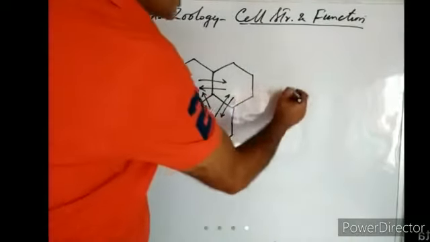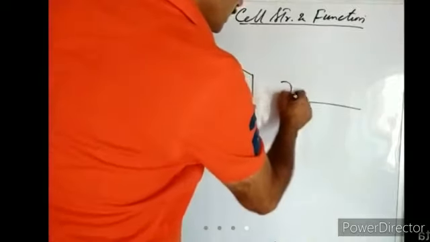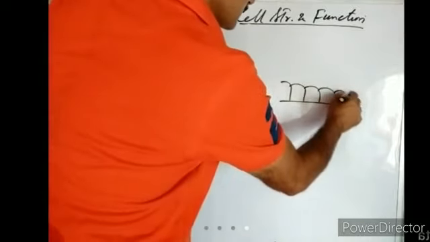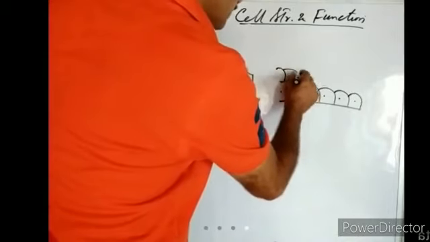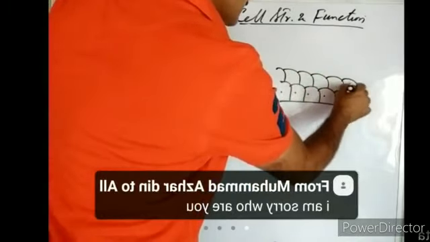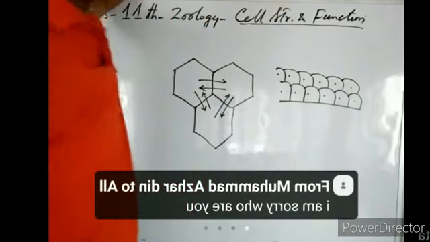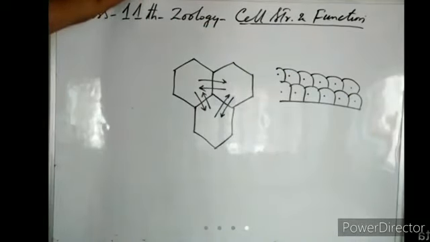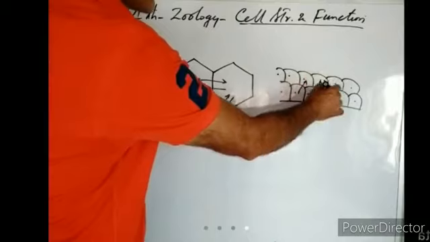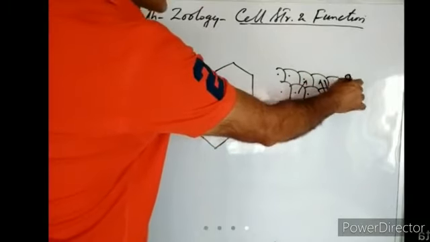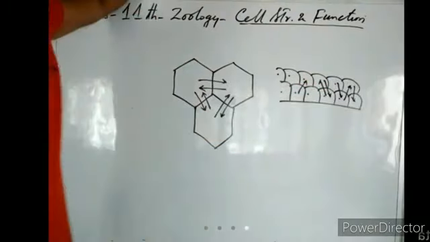As animal cells in a tissue. Suppose this is a tissue. It has got animal cells in it. These animal cells can make exchange of materials through their plasma membrane. Since these cells are covered by plasma membrane, their plasma membrane is semi-permeable. So exchange of materials occurs between the cells through plasma membrane.